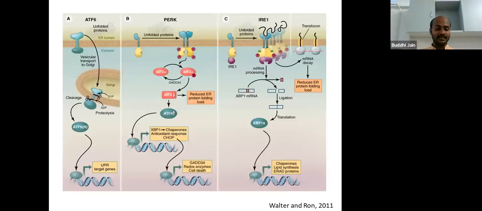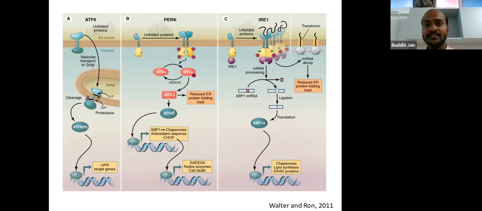So this is the slide. We can understand what ER stress is and what the downstream effects of ER stress are. First, what is ER stress? The endoplasmic reticulum is the cellular organelle where the proteins are folded properly and various post-translational modifications occur, and after that the proteins are targeted to different locations inside or outside the cells.